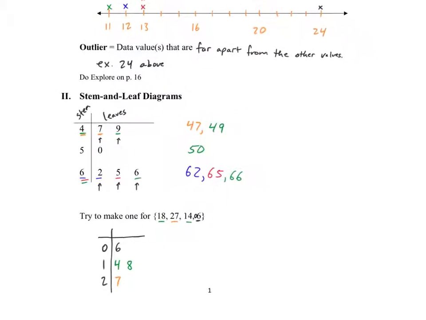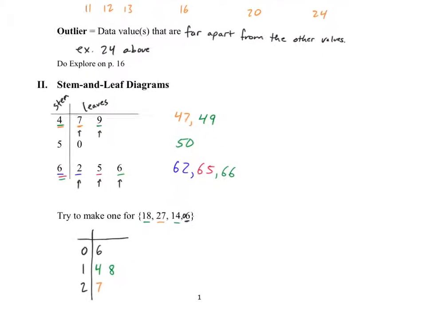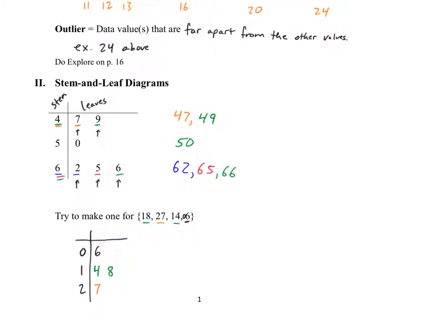And this is similar to what we had for the line plot at the top: you can quickly look at the data and say, oh, most of the numbers are here in the 10s. So in the teens, 14 and 18. Kind of like here, most of them are 12s, but 13's close, and so on. So it's another way to look at data and get a quick representation of what's in the data.